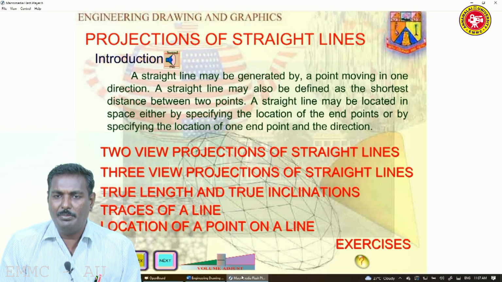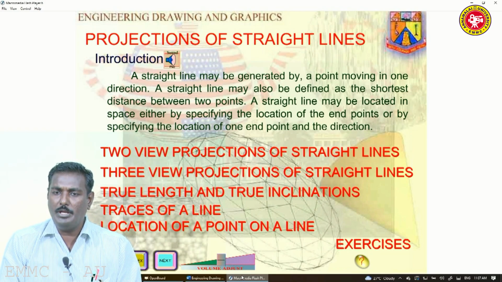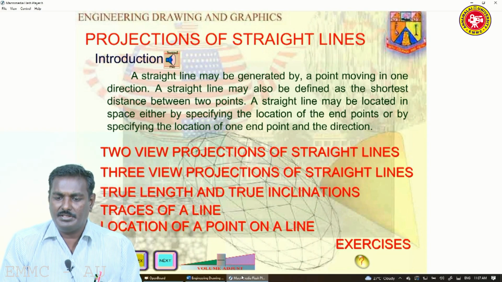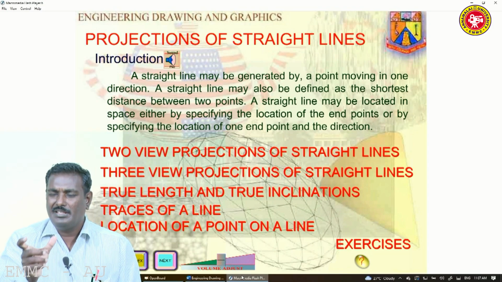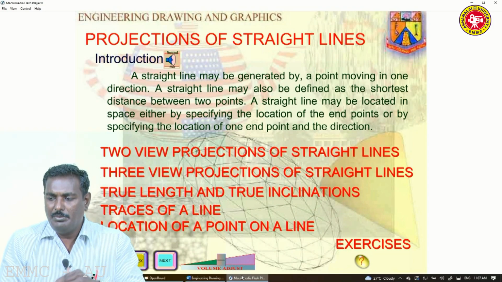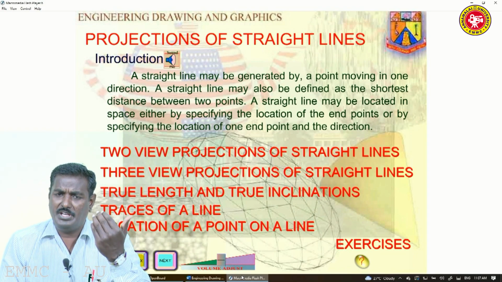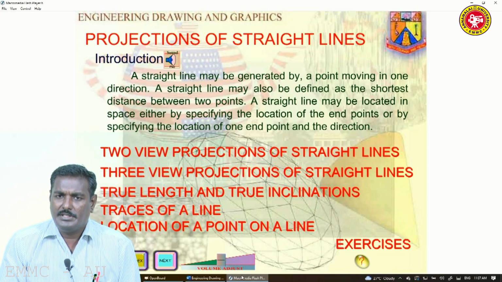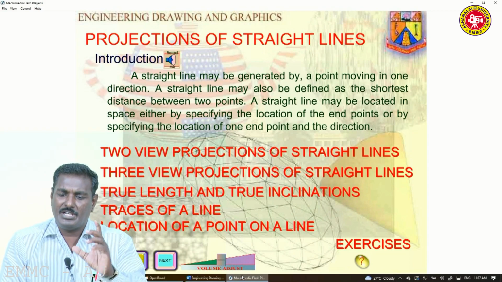A straight line may be generated by a point moving in one direction, or it may be defined as the shortest distance connecting two points, or a straight line may be located in space and specified by its two endpoints. So, that is the concept in the generation of straight lines.